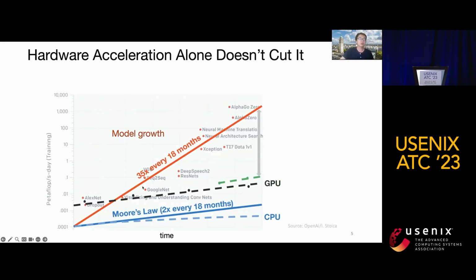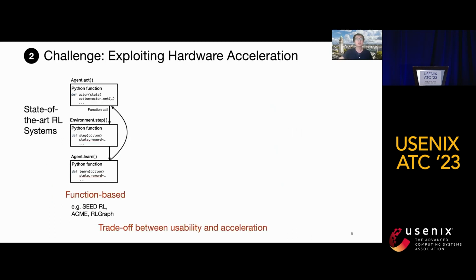This is because, due to Moore's law, the performance of CPU and GPU can only be doubled every 18 months. But in the same 18 months, the model size can increase by 35 times. That means the latest hardware is not efficient enough to process the latest models. And this gap can only be overcome by using distribution.